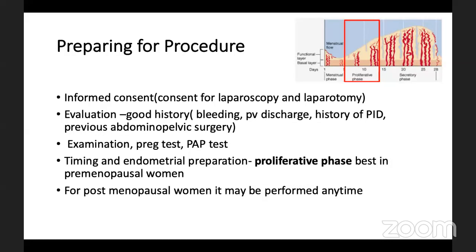And then we move on to evaluation. So how do we evaluate these patients? Of course, it comes out that we have to take a good history. Take a good history of that bleeding. Is it a discharge? Do they have a history of PID? Why am I mentioning these?